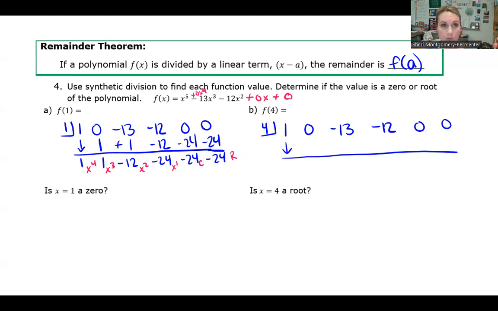So to answer the question, which is actually up here, f of 1, what is it? Negative 24. It's always equal to the remainder. So is x equals 1 a 0? No, because the remainder was not equal to 0.